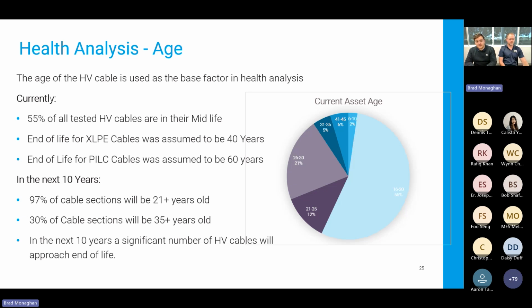What's interesting is when you start to look in the future. In 10 years, their network is going to significantly age, with 97%, all but one, cable being over 21 years old. You've also then got 30% of the cables that will be 35 or more years old. And that's a significant number of cables when we're looking at age only that are going to be approaching the end of life.